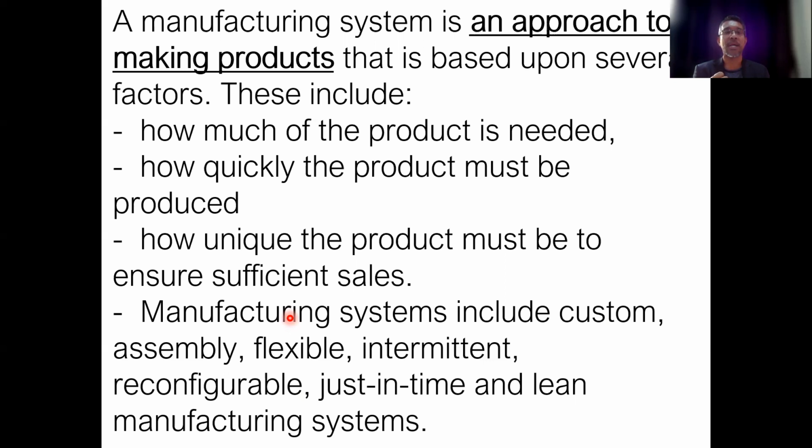And then how quickly the product must be produced. Based on order demand from the customer, we can study how quickly our machines and manpower can produce the product and have data on that. We can have proper planning. How unique the product is must be ensured sufficient for the customer. Manufacturing systems include custom, assembly, flexible, and intermittent, and then just-in-time systems and lean manufacturing systems.